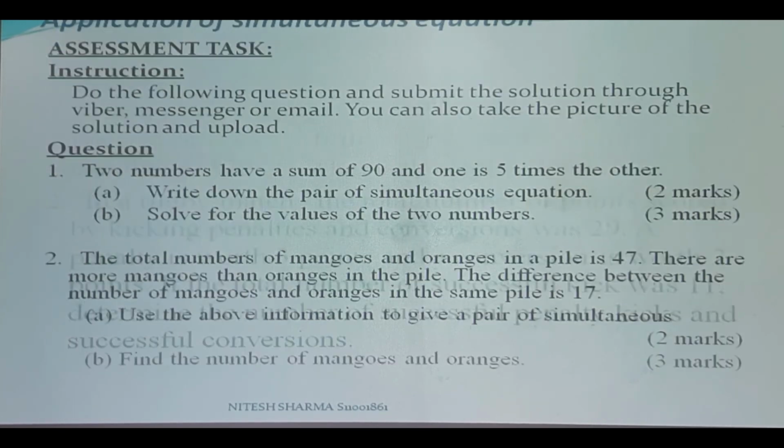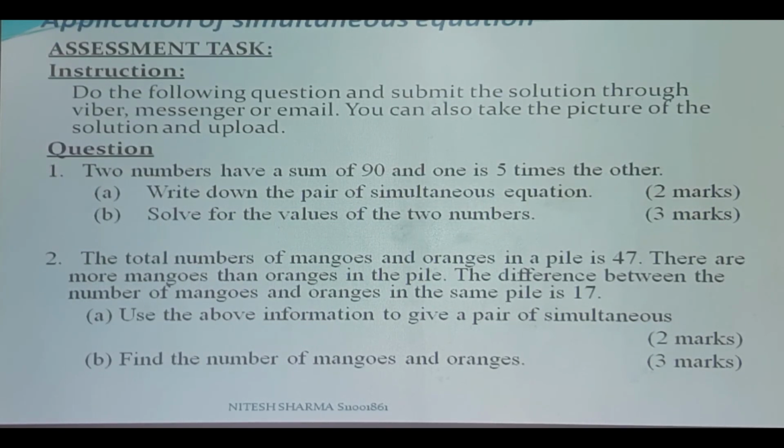Let's move on. Following the examples and discussion, you are required to do an assessment task. Do the following questions and submit the solution online. You can submit the solution through Viber, Messenger or email. You can also take a picture of the solution and upload it. Refer to your lesson notes and solve the problems.